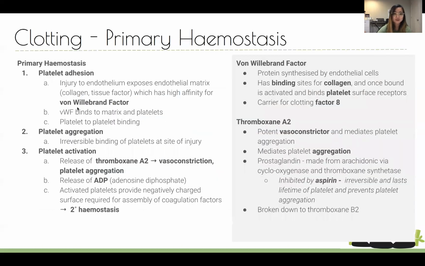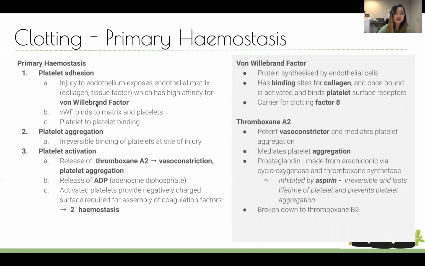This is primary hemostasis. So this is all the platelet stuff. So with platelet adhesion, you get injury to the endothelium, as we mentioned before, and that exposes the subendothelial matrix, mainly consisting of collagen and tissue factor. And that has a high affinity for this thing called von Willebrand factor.